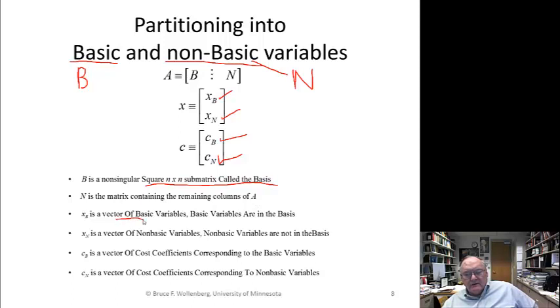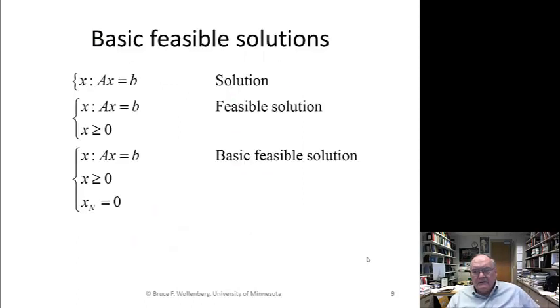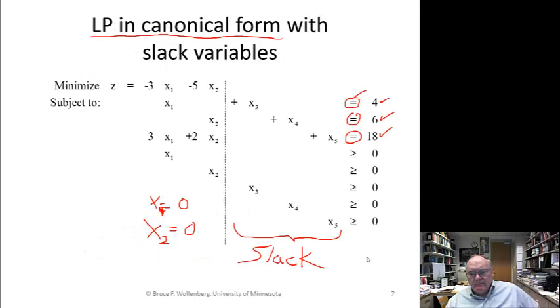XB is the vector of basic variables that are in what we call the basis. XN is a vector of non-basic variables. CB, of course, is the cost coefficients on the basic and the non-basic. Now, let me go back here. When we started out, the basic variables were the slack variables. So this is the B set over here. This is the N set over there.